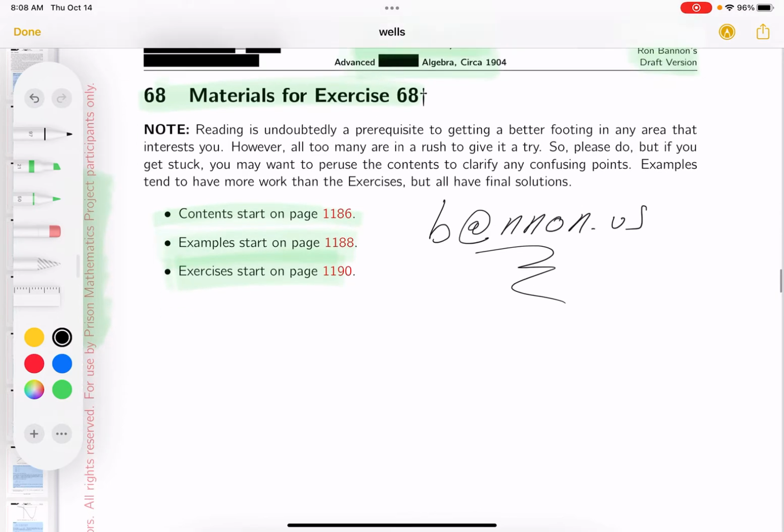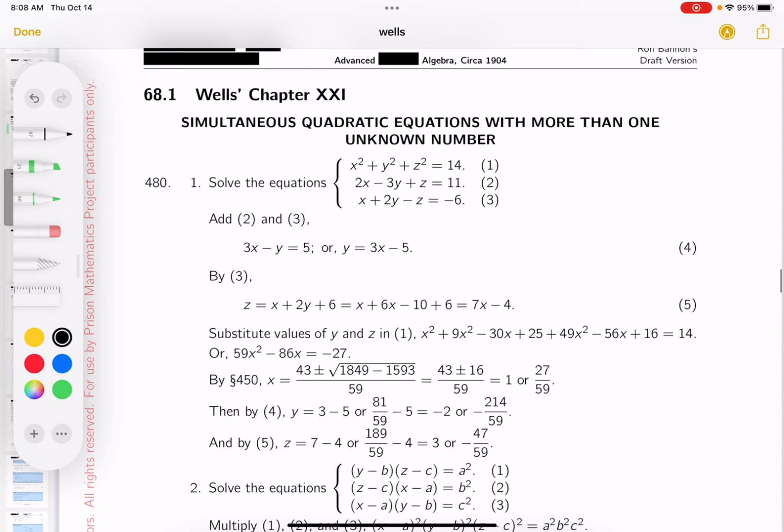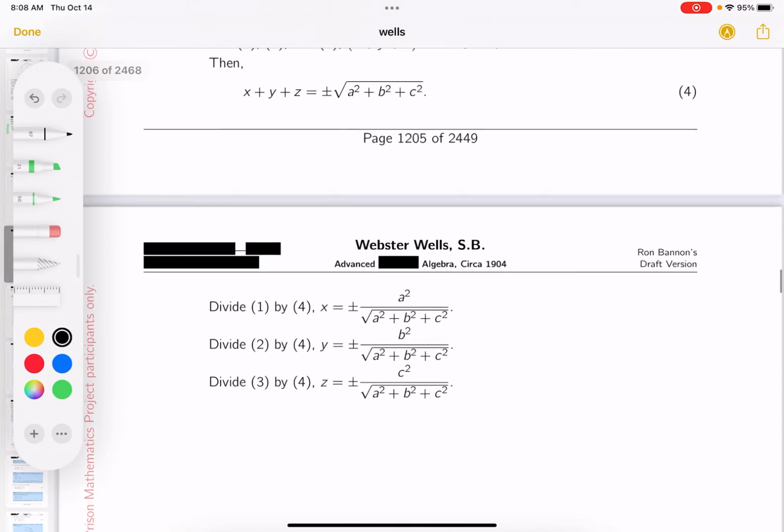All right, so what are you doing over here? You're going to read through the section over here. It's simultaneous quadratic equations with more than one unknown. And this can get tough. There's no doubt about it. It's also going to be tricky.